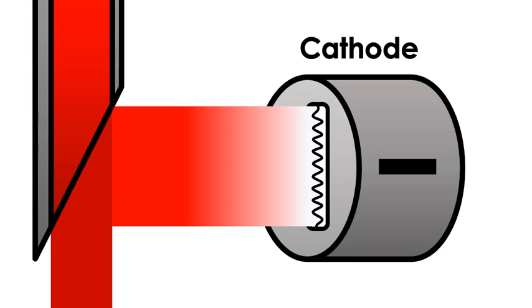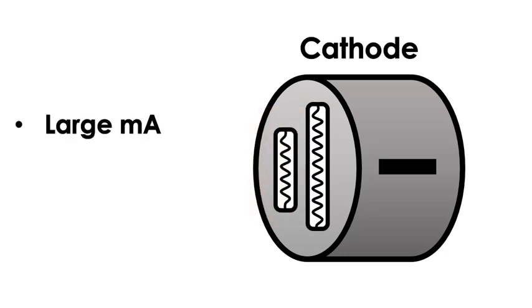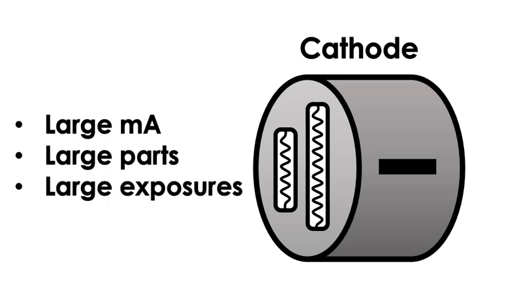But it's not all bad for the large filament. Because the large filament is so large, it can be used for large mA. This is important when imaging large body parts that need large exposures.